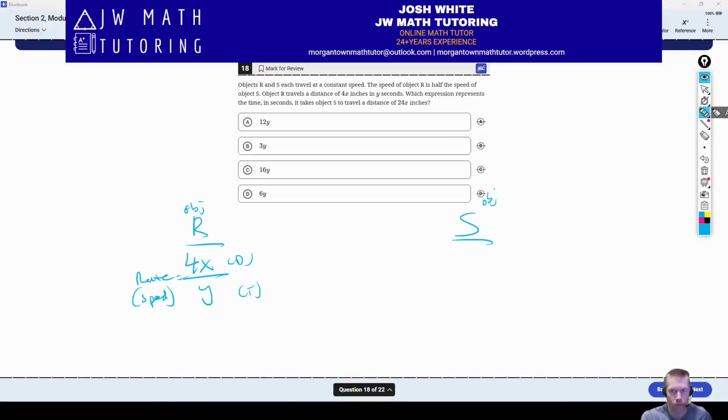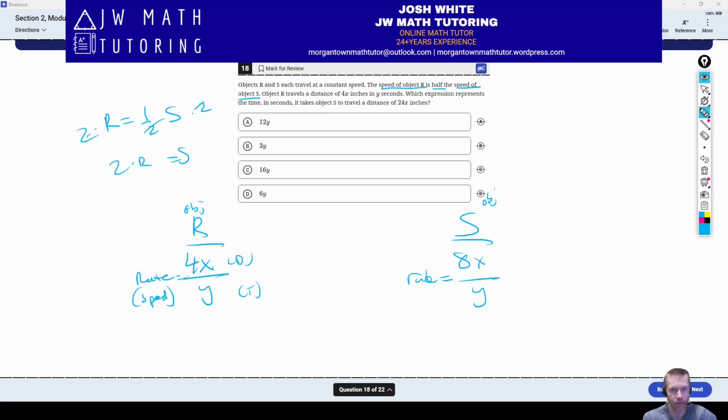Now if we want to find the speed or the rate of object s, they tell us up here in the problem that the speed of object r is half the speed of object s. In other words, r equals 1/2 s. Another way to think about this is to multiply both sides by 2 to get that the speed of s is equal to 2 times the speed of r. Therefore, the speed of s would be 8x over y. Just take this speed and multiply it by 2.